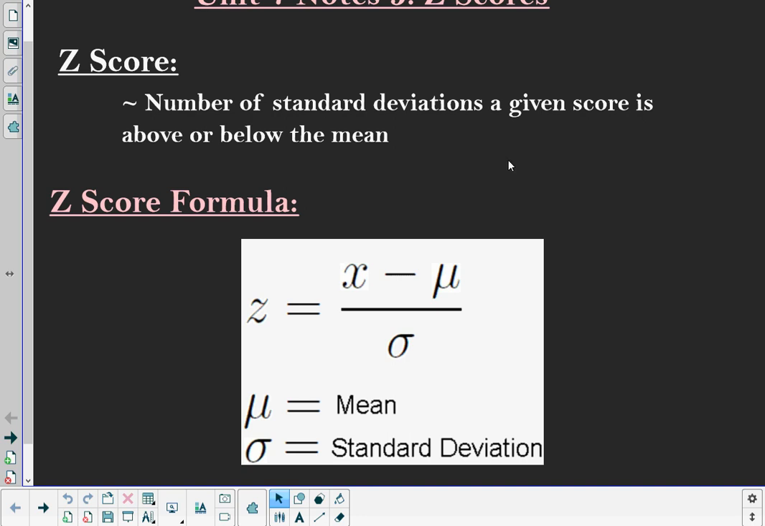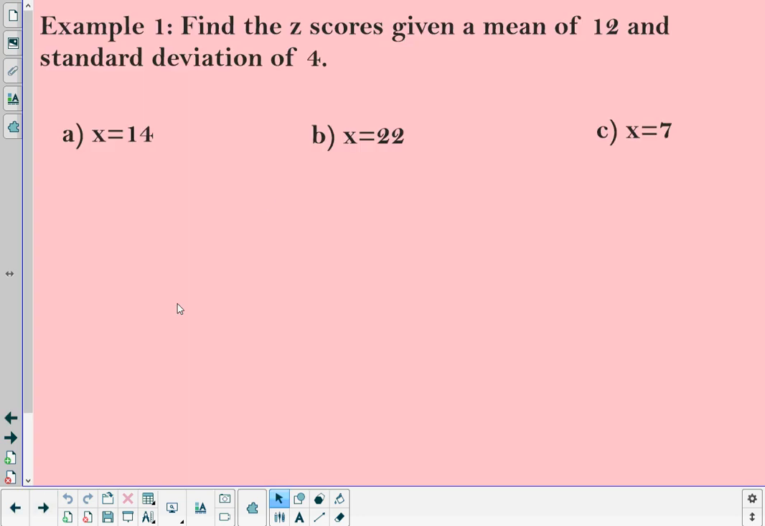Now, the problem is in the real world, our data doesn't always have a mean of 0 and a standard deviation of 1. So what we do is we normalize everything by fitting it into the z-score table by giving it this z-score. So we would take whatever our data is, subtract the mean, and then divide it by the standard deviation to get that z-score. So today we're just going to do some practice with that formula of finding our own z-scores for the normal distribution.